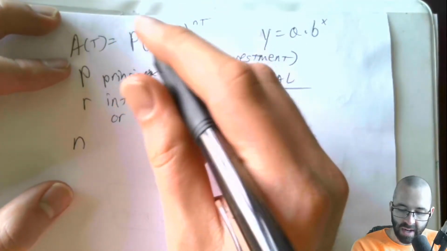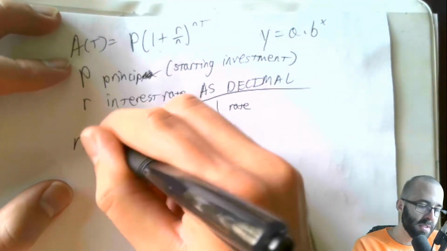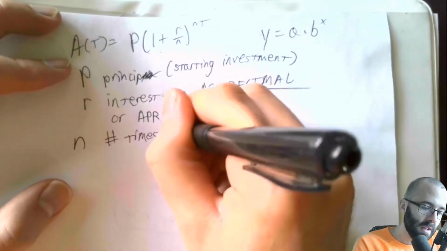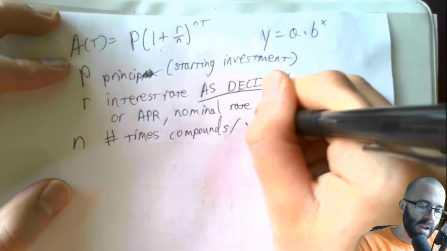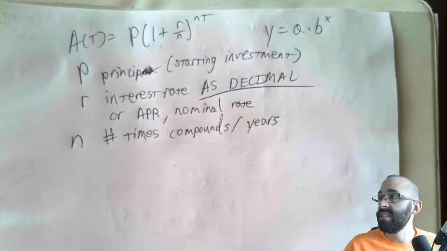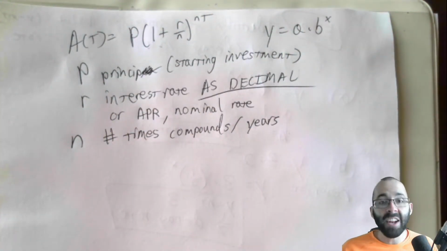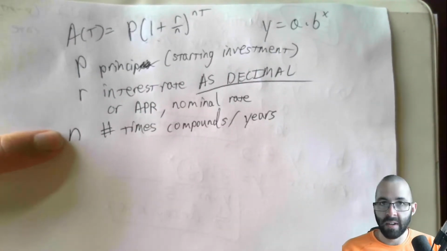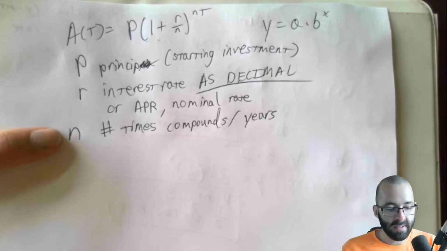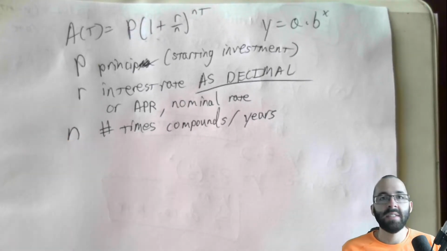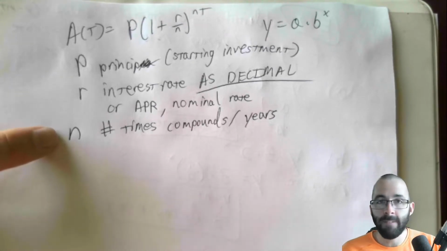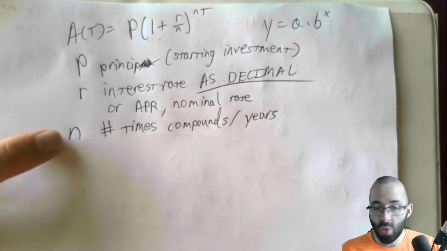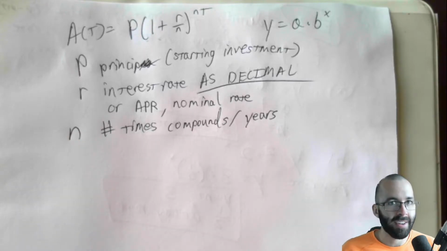All right, n right here is just the number of times it compounds per year. So if you're investing something and it says it compounds annually, that's once per year, and n will be 1. Semi-annually, twice a year, and it'll be 2. Quarterly, and it'll be 4. Monthly, and it'll be 12, because 12 months in a year.